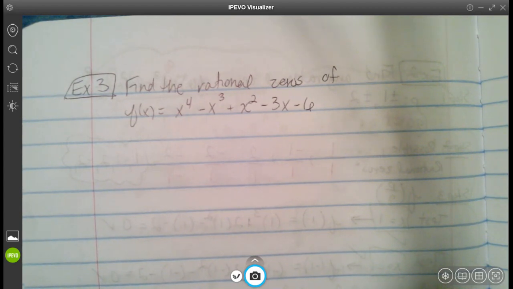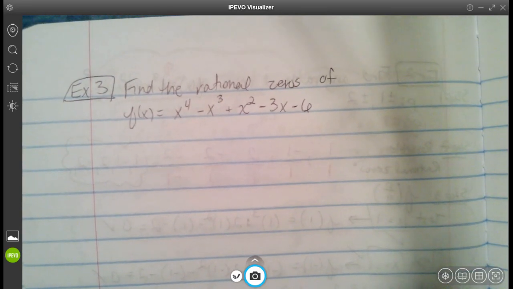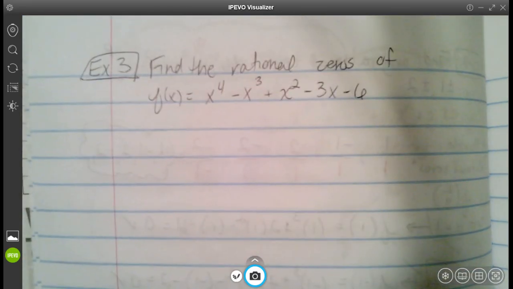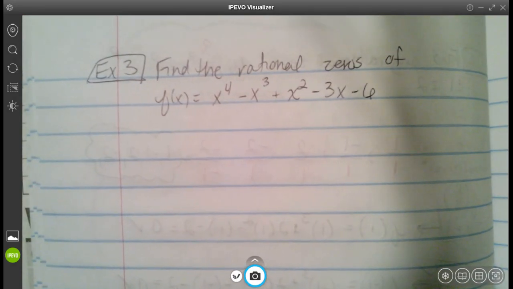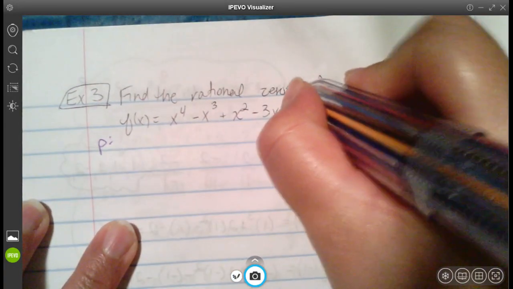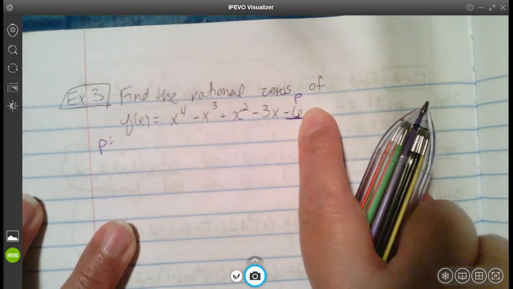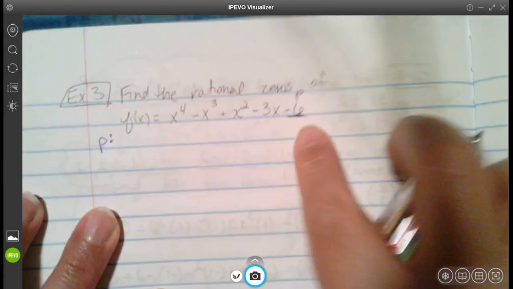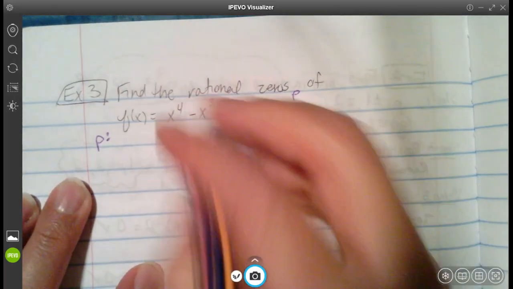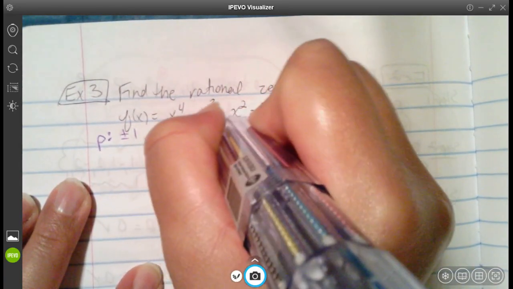Okay, so step number 1 is to go ahead and find all my possible values of p and q. Okay, so I'm going to do that first. I guess I can still color code if you'd like. So I'm going to go ahead and do all my p values. Remember, p is going to be this number, the constant, the one that does not have a variable next to it. Okay. So p in this case, factors of -6 are going to be plus or minus 1, plus or minus 2, plus or minus 3, plus or minus 6.